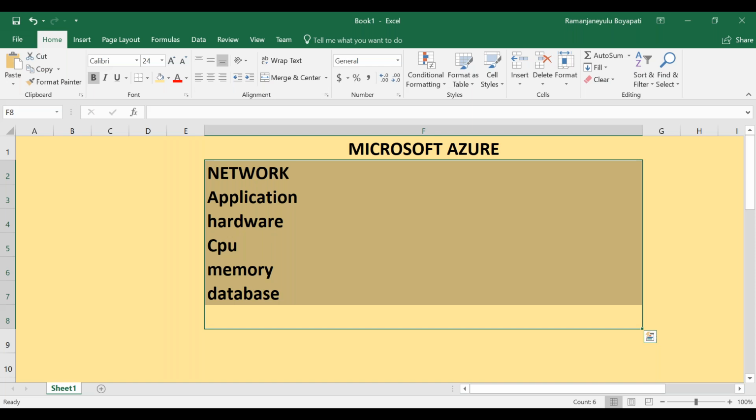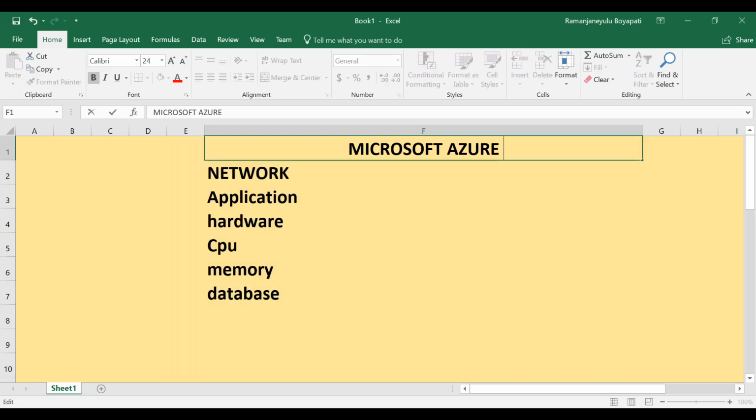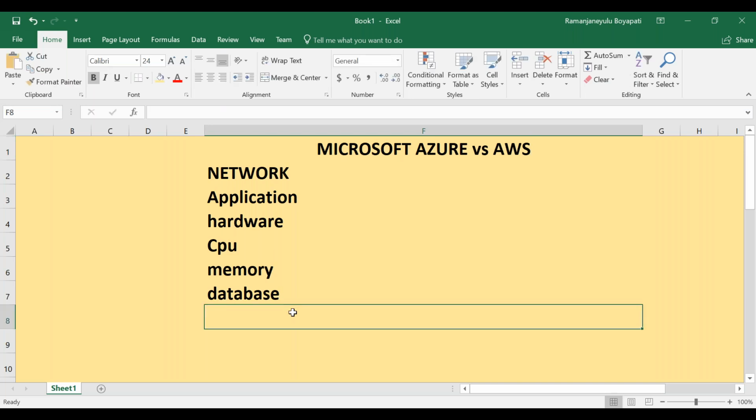So who are the service providers? Who are giving the services? There are different service providers we have. Among many service providers, Microsoft Azure is one of the best service providers in cloud computing. And the second one is AWS. Amazon Web Services is also one of the popular cloud computing service providers.